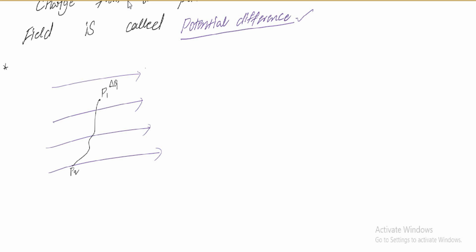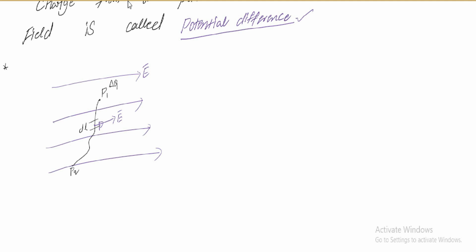This is the direction of the electric field. In this path, let us take some point P. At this point, the electric field direction is this one. So we have to apply the energy opposite to it, at 180 degrees to the electric field, to move the charge. Let us take some distance dL. So dQ is moved from P1 to P2.